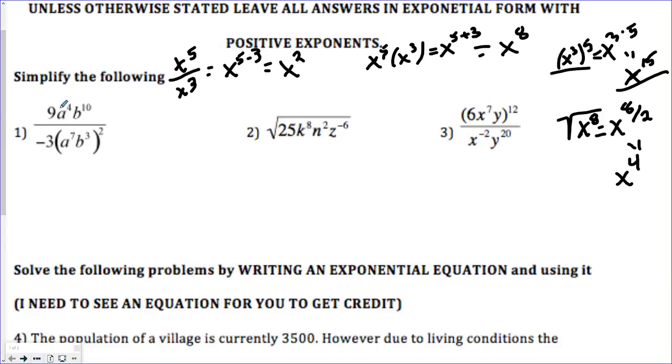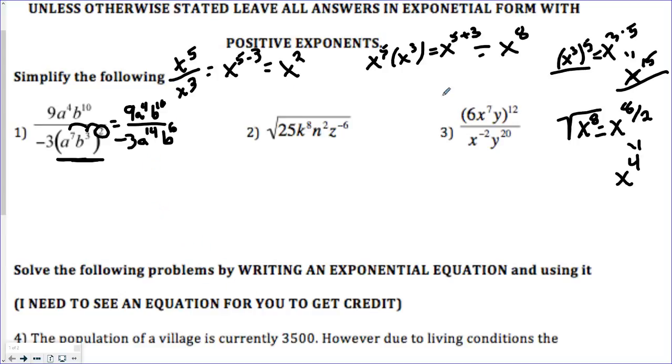If you look at the first one here, the bottom one has an exponent on exponents. I'm going to work with this first to get rid of the parentheses, and keep the top the same for now: 9, a to the fourth, b to the 10th, over negative 3. Remember, if you have an exponent on exponents, you multiply them. And if you have multiple things in here, you multiply them all by the outside exponent. So this 2 is going to multiply to the 3 and to the 7. 7 times 2 is 14, so this will be a to the 14th. And 3 times 2 is 6, so it'd be b to the 6.